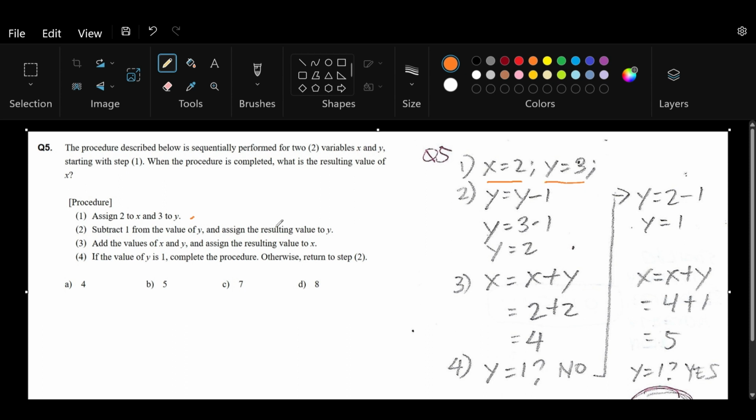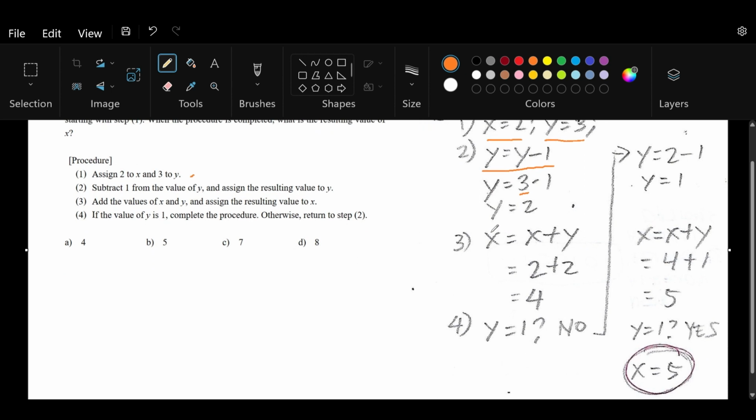The next step says that we have to subtract 1 from the value of y and assign the resulting value to y. So when we put it in equation, it's y is equal to y minus 1. We know that y is supposed to hold the value of 3. So when we replace y here and make it 3, we have something like this. And then we have to subtract 1 from it. So that's why we have y is equal to 2, because 3 minus 1 is 2.